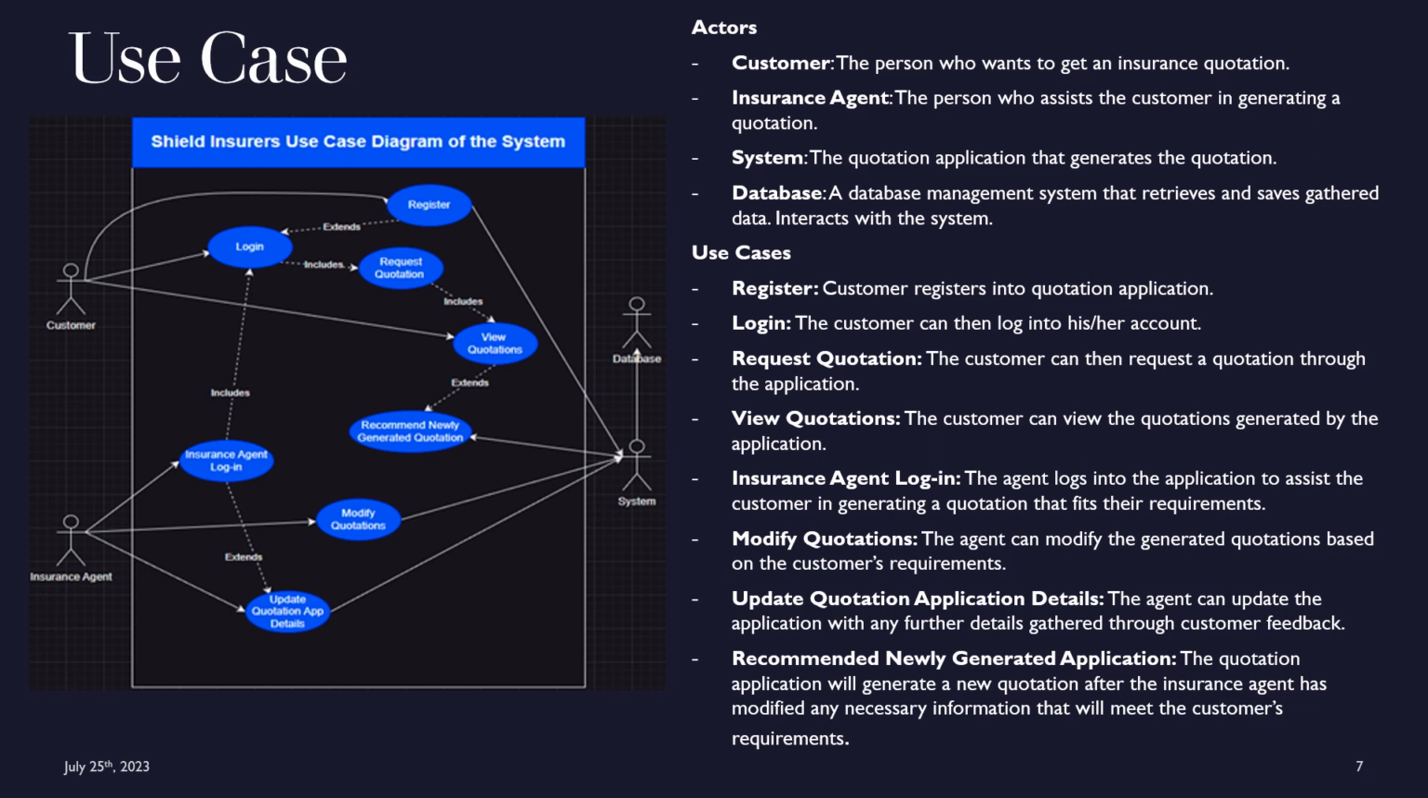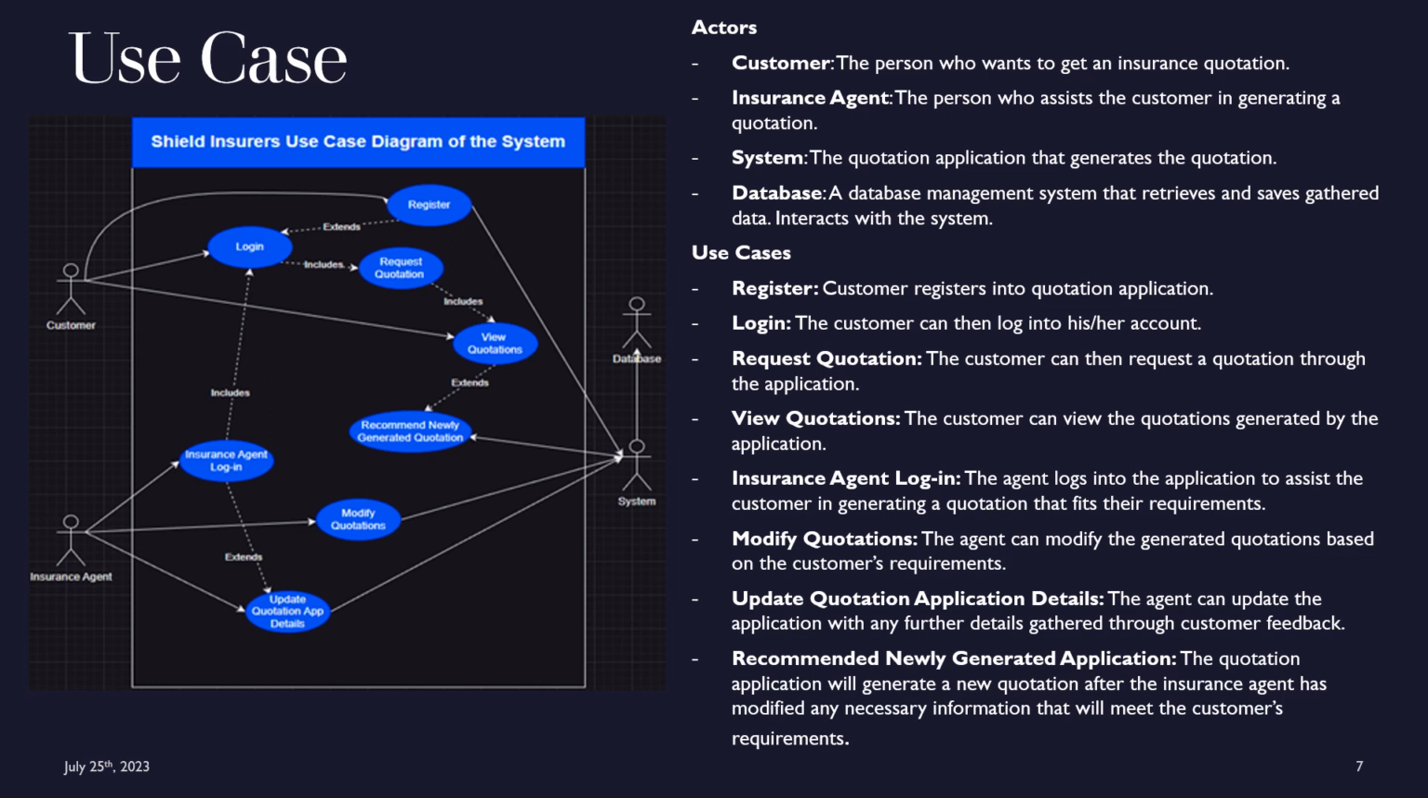We have the customer, the person who wants to get the insurance quotation. An insurance agent, the person that assists the customer in generating the quotation. The system, which is the quotation application that then generates the quotation. And the database, which is the database management system that retrieves and saves gathered data.